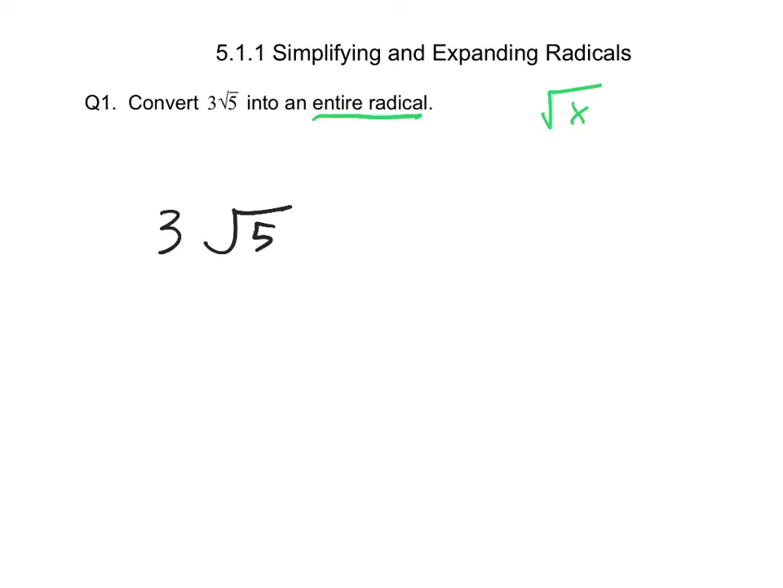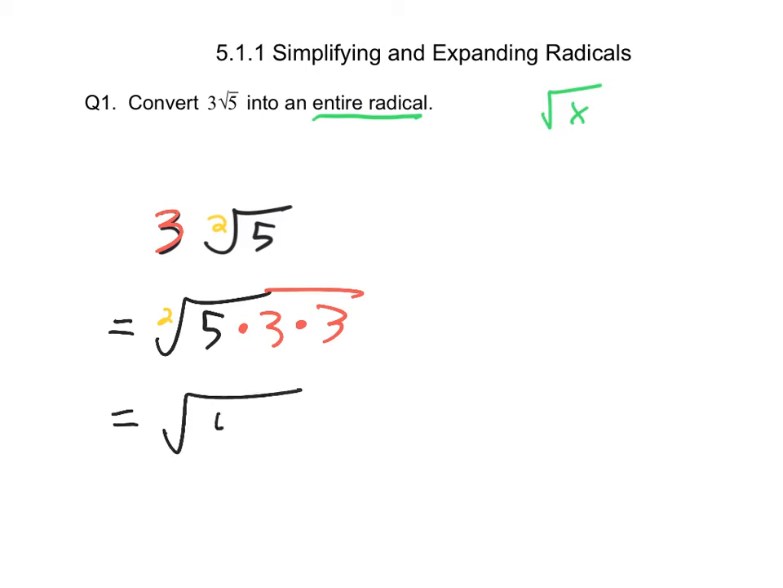Now, if there's no degree written in front of your radical, we assume that it's a 2. And what we're going to do is take that number 3, and because it's degree 2, we're going to put 2 copies of it under the radical sign and multiply it by the number 5. So 5 times 3 times 3 gives us 45. So our answer to this would be the square root of 45. Now, if you're doing a square root, writing the 2 there is optional.